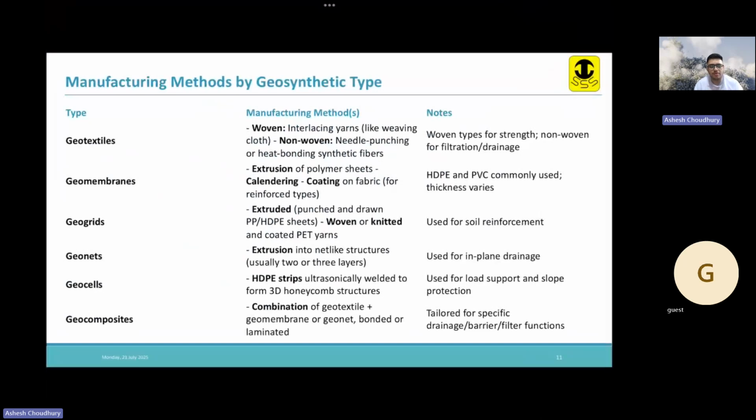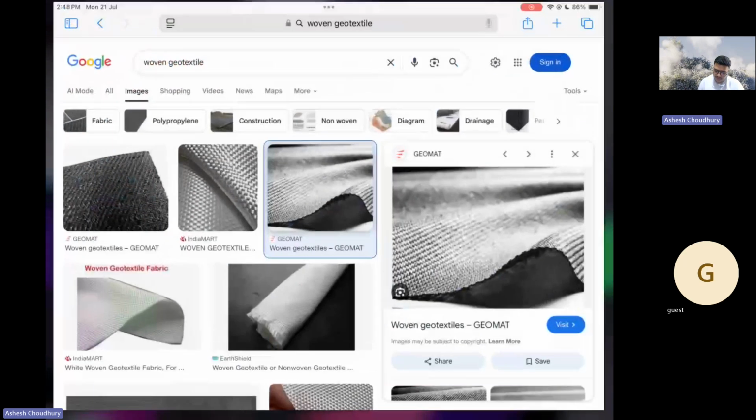Next, we have geomembranes. So what are geomembranes? Geomembranes are nothing but plastic sheets, right? Those are made from extrusion of polymer sheet, and we have a process known as calendering, and then we coat that sheet. These methods are already discussed in detail in the book, so please go to it. HDPE and PVC are commonly used, and the thickness also varies. So let us search for it.